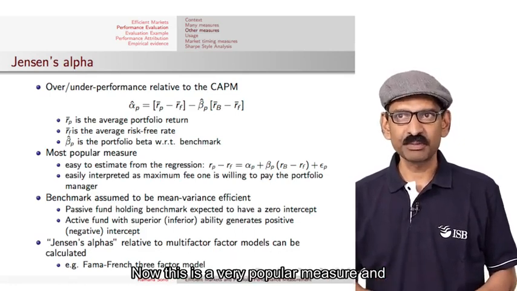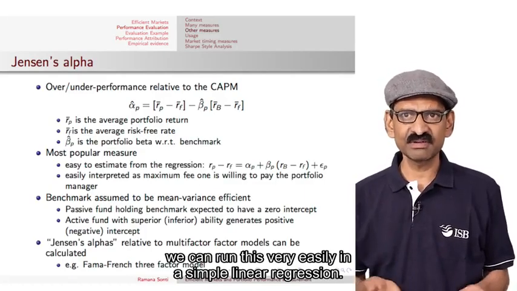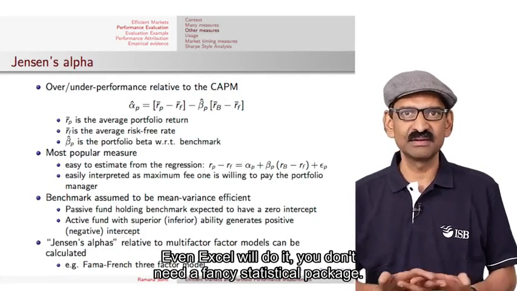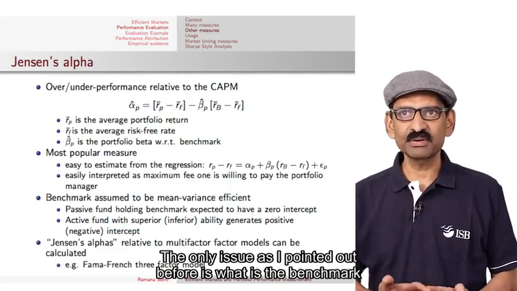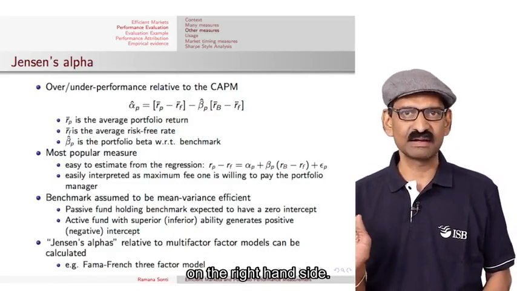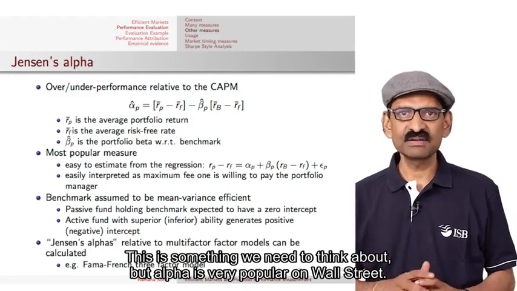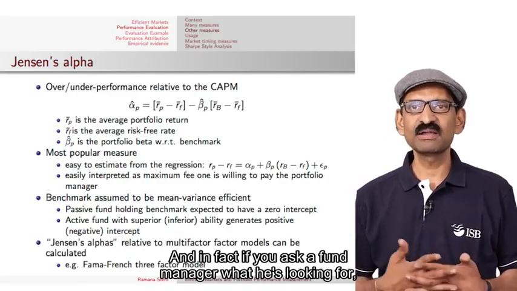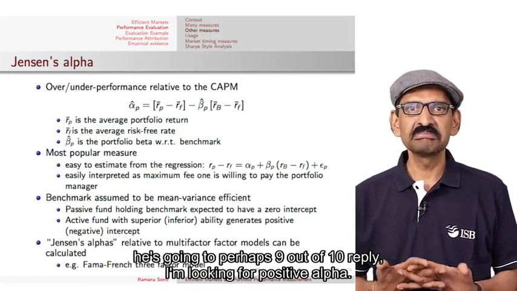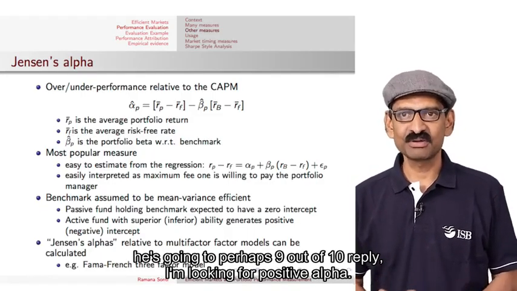Now, this is a very popular measure, and we can run this very easily in a simple linear regression. Even Excel will do. You don't need a fancy statistical package, right? The only issue, as I pointed out before, is what is the benchmark on the right hand side. This is something we need to think about, right? But alpha is very popular on Wall Street, and in fact, if you ask a fund manager what he's looking for, perhaps 9 out of 10 will reply, I'm looking for positive alpha.